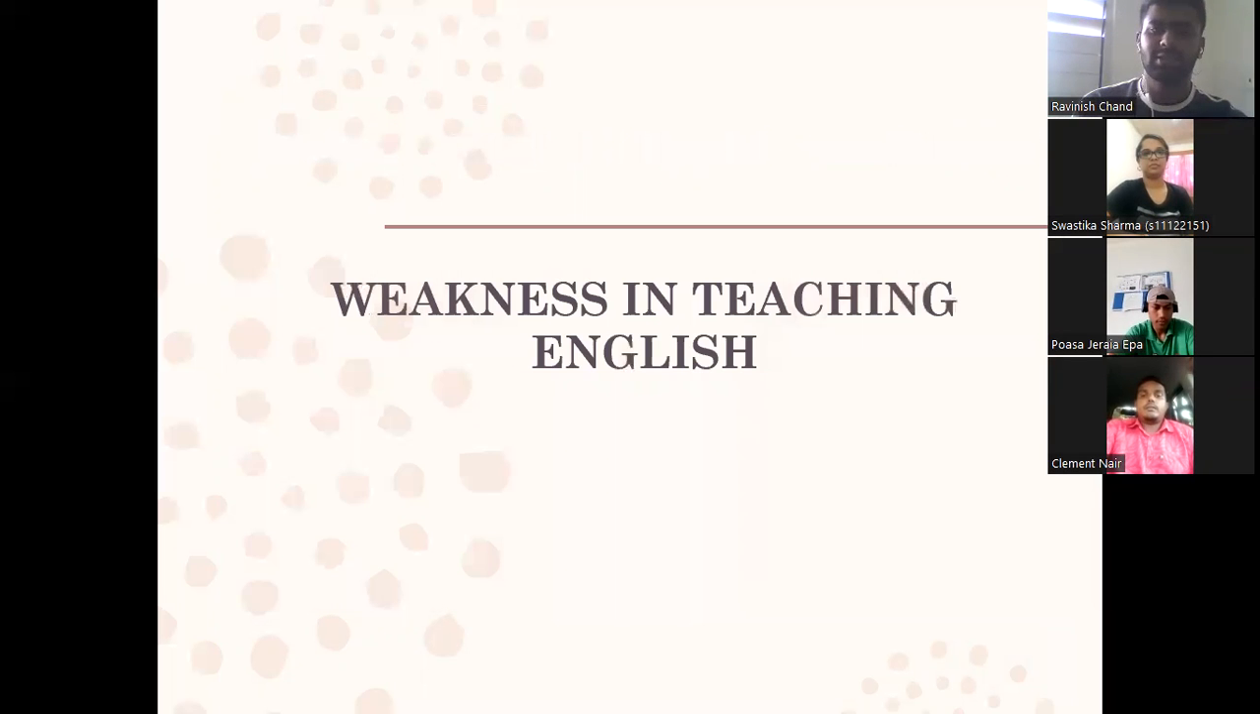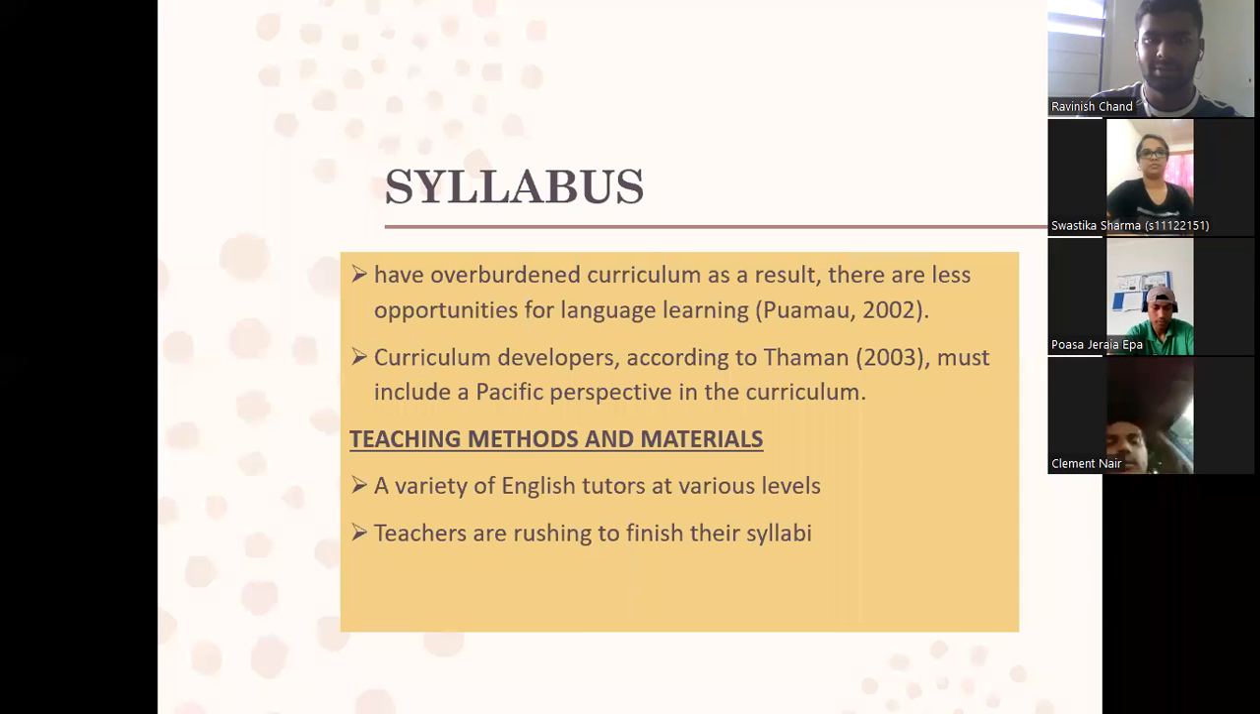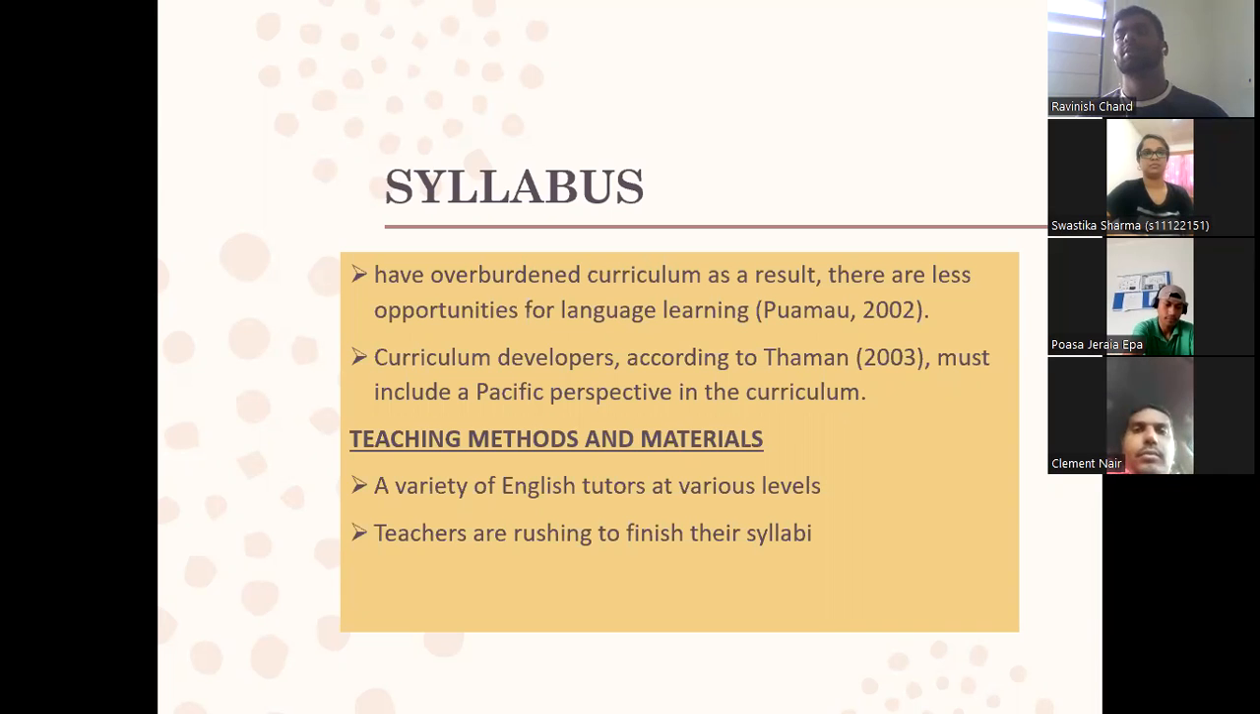Weaknesses in teaching English. Syllabus. An overburdened curriculum is a result. There are fewer opportunities for language learning. For example, the curriculum contains elements which are not meant to be taught at that level. The curriculum is not very well structured.